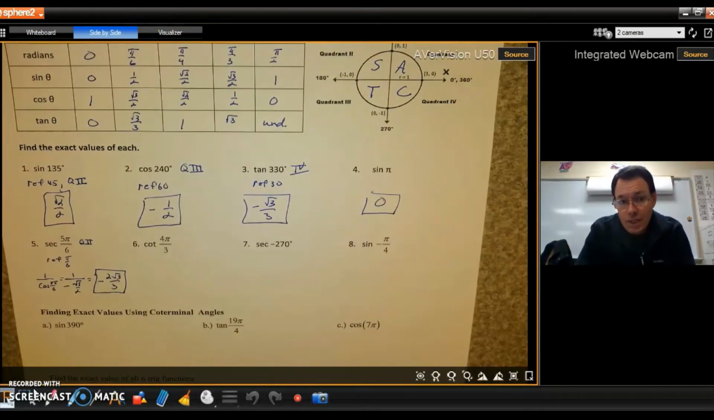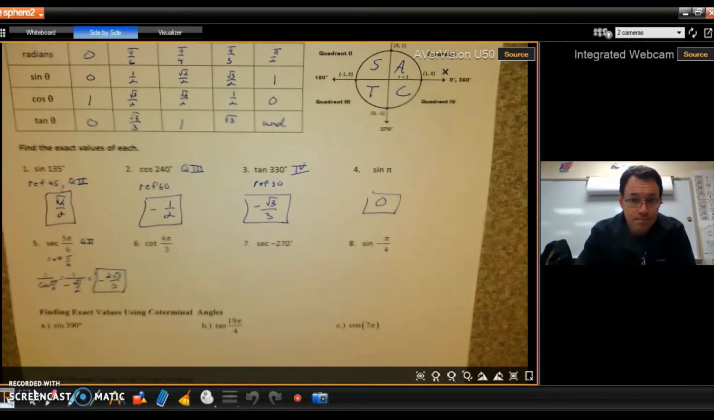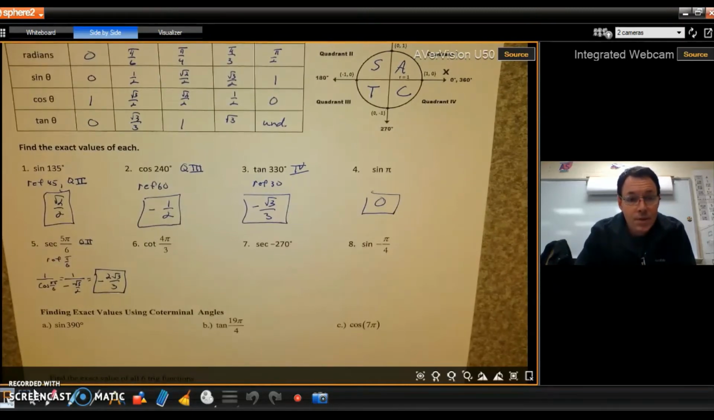I've done everything. I put it into a quadrant. I gave you an angle that you had to use a reference angle for. I gave you an angle in a quadrant where that value was negative, so we had to keep track of that. And then we had to take the answer and flip it. That's it.